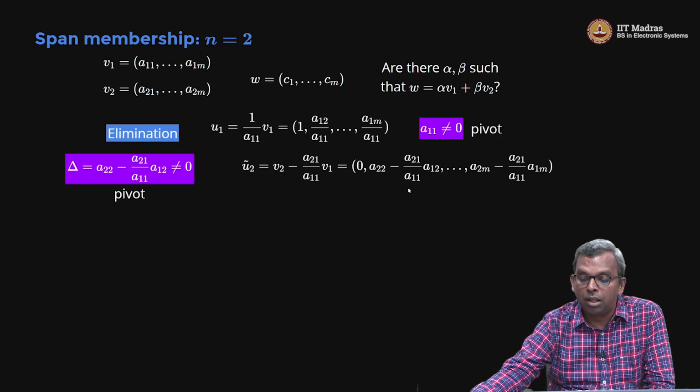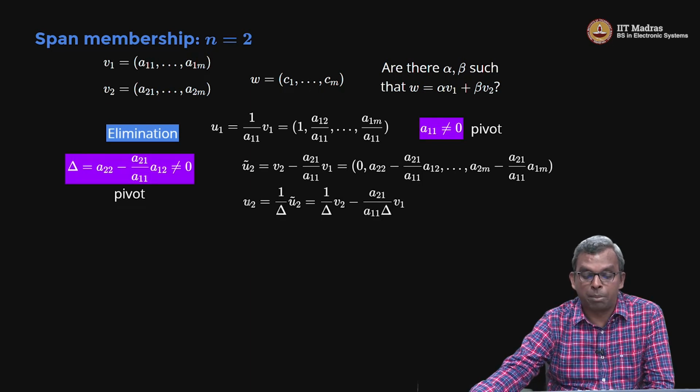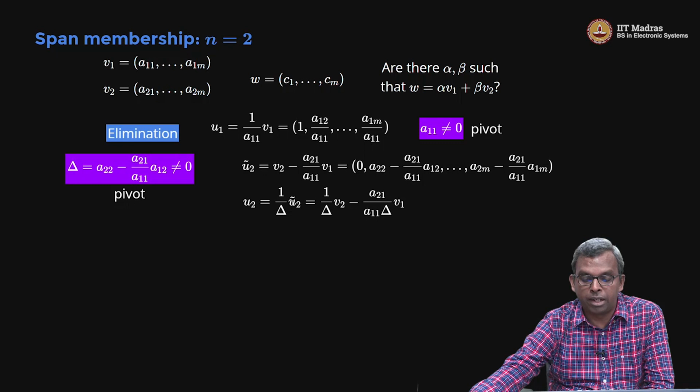But for now, we'll assume that this pivot is non-zero, and then divide by that pivot also and get my U2. So U2 is this U2 tilde divided by this ugly looking delta here, and that you can write in terms of V2, V1, no? Right? U2 tilde is after all V2 minus a linear combination of V1. So substitute back in here, you will get this kind of an expression. So U2 is also a linear combination of V2, V1. U1 is a scaling of V1. So you have this U1, U2 here.